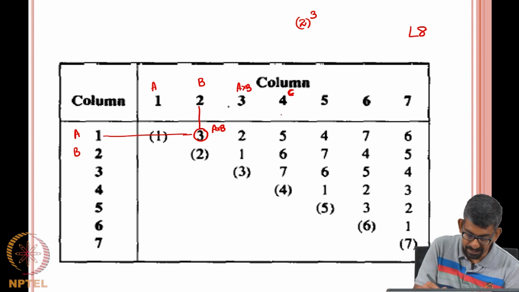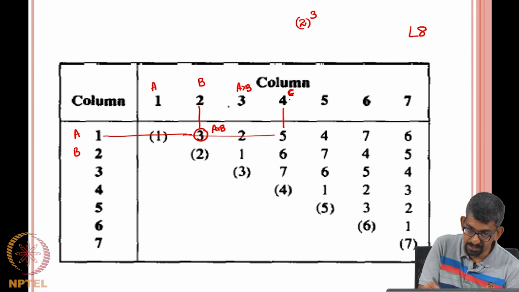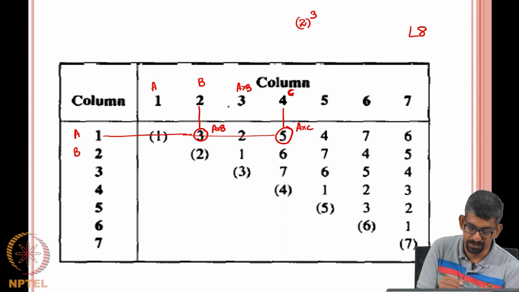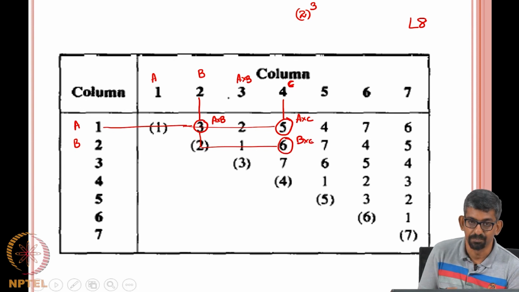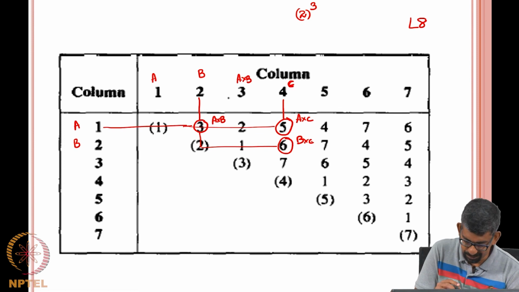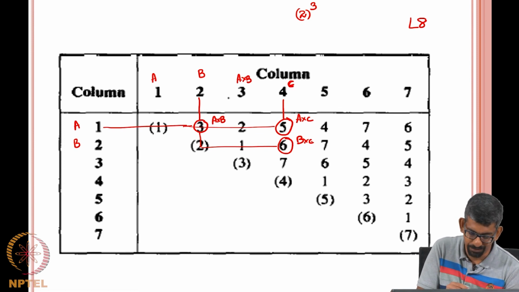So, if I take C here, A is in column 1 and C is in column 4. So, column 5 will be A cross C. In a similar fashion, if I take B column 2 and I come here, C is in column 4. So, it will be B cross C. There is also another way of looking at it, but this is not the correct way though, but it will work out if you look at it.